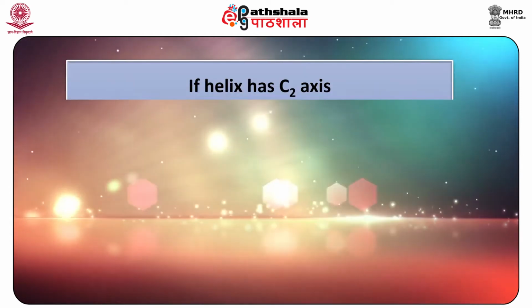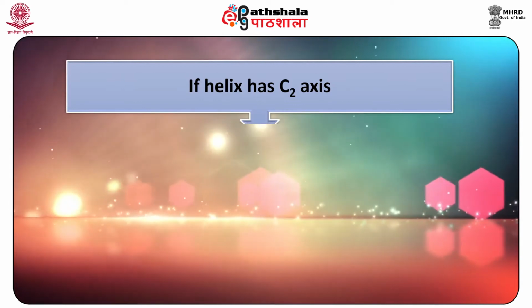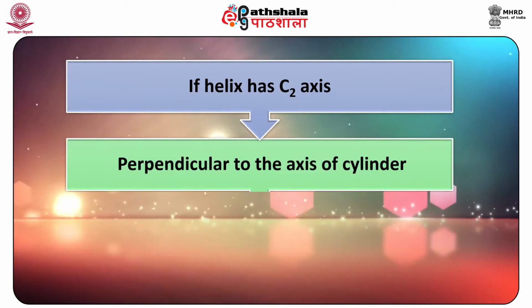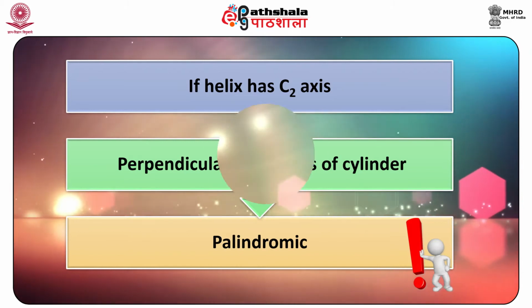A helix may in fact be considered as manifesting axial chirality, its axis serving as the chiral axis, although it is more convenient to discuss chirality of this type under the heading of helicity. If it has a C2 axis perpendicular to the axis of the cylinder, the helix is called palindromic.